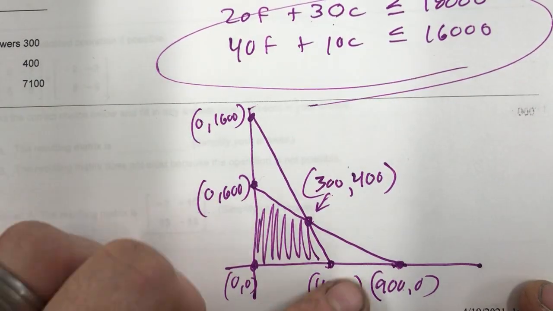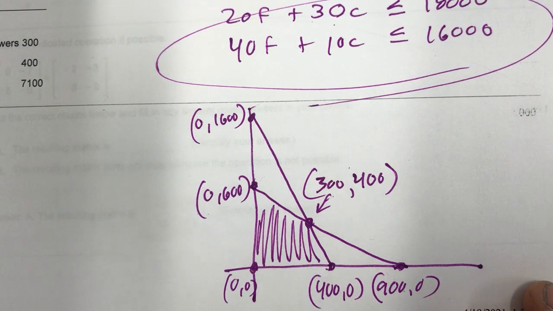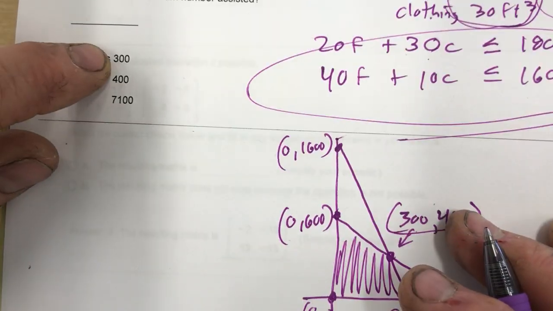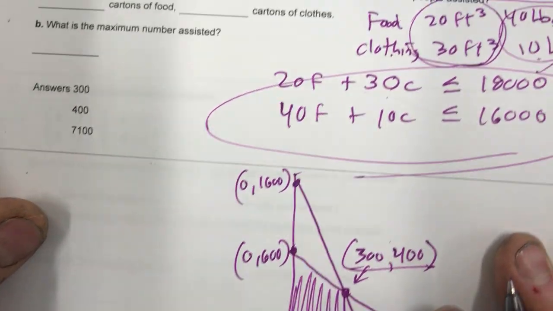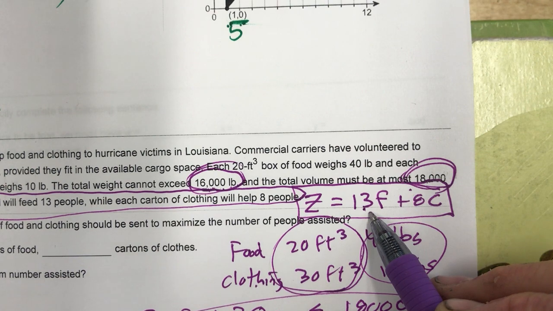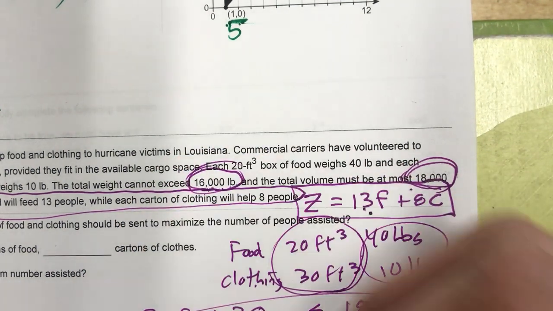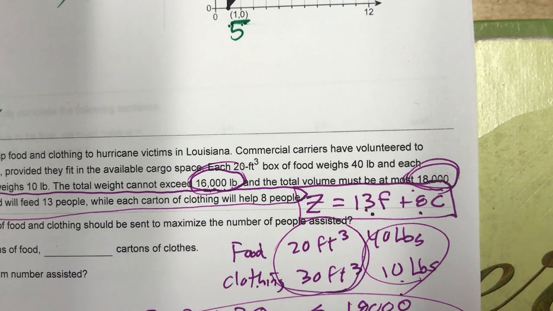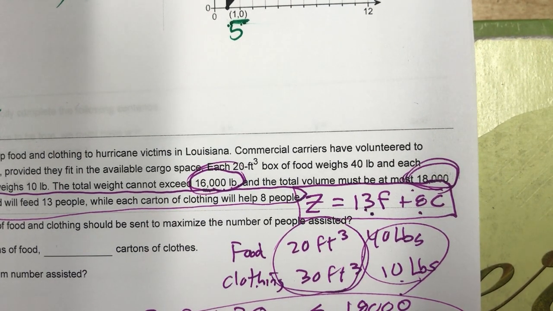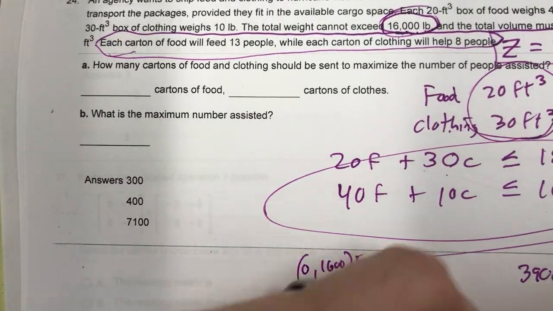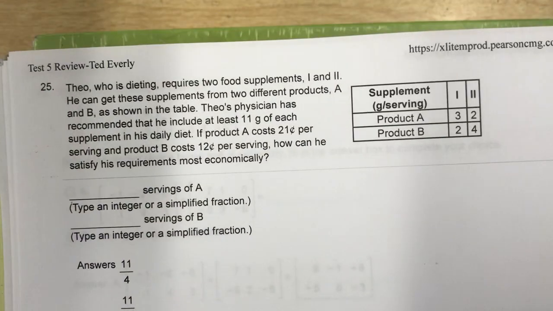All right, so there's my points. Okay, so I plug these in. I think the max is going to be this one. And that's what it says here. 300, 400. And if I put 300 in, 13 times 300 would be 3,900, plus 8 times 400 is 3,200, and that's going to be 7,100, which is what it says right there. So there's our answer.